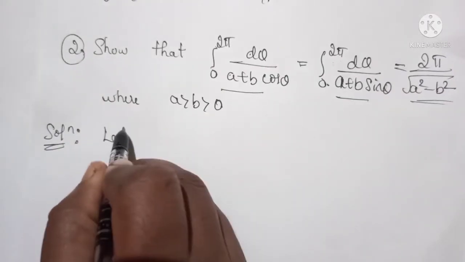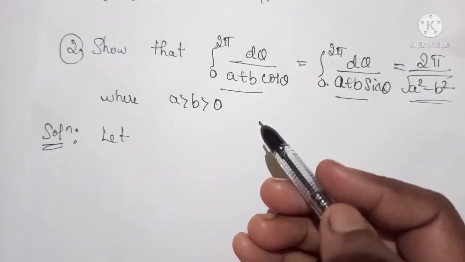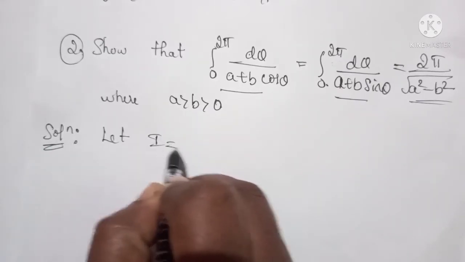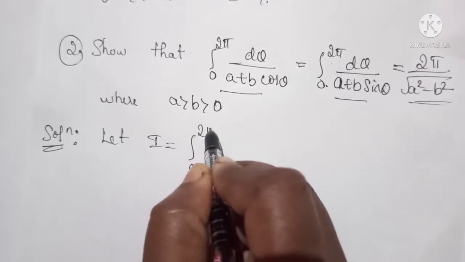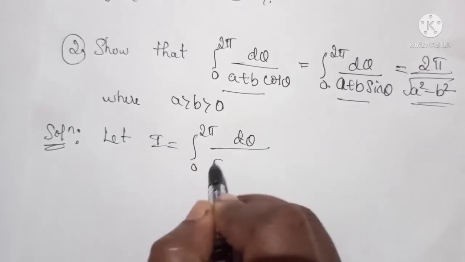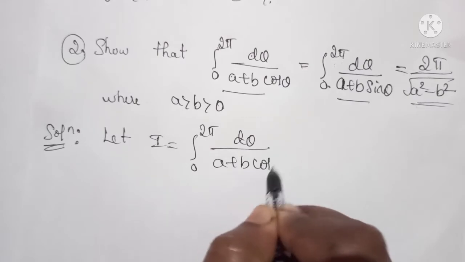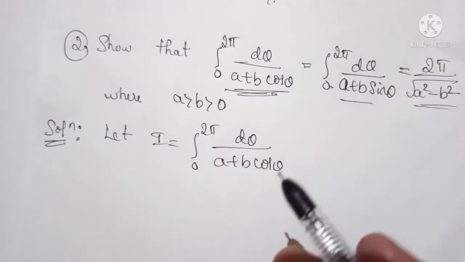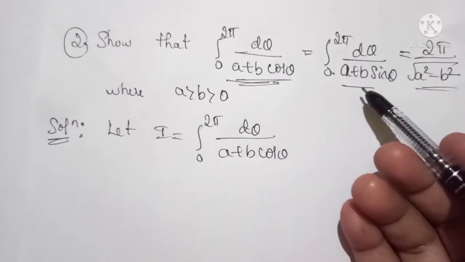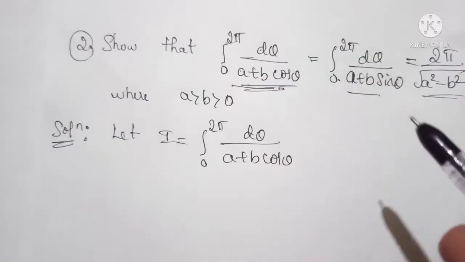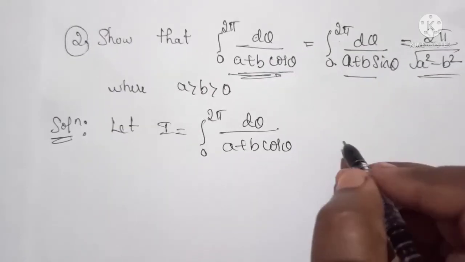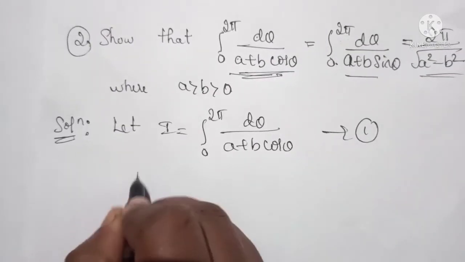Let the given integral I equal integral 0 to 2 pi d theta divided by a plus b cos theta. So now I will solve this one. You can solve the second integral in the same way. Consider this as equation 1.